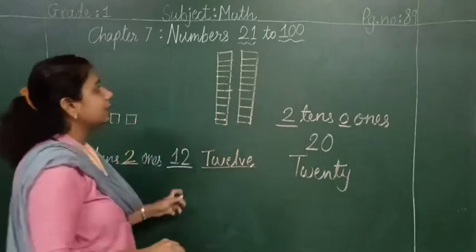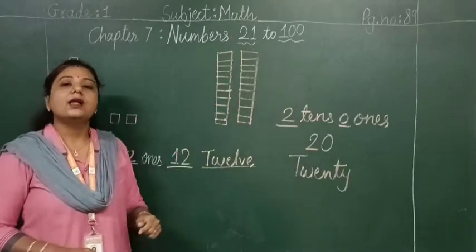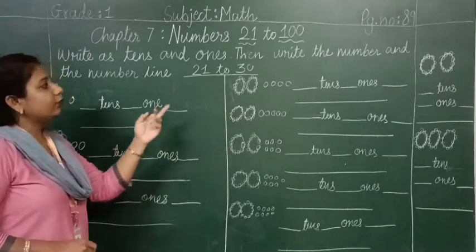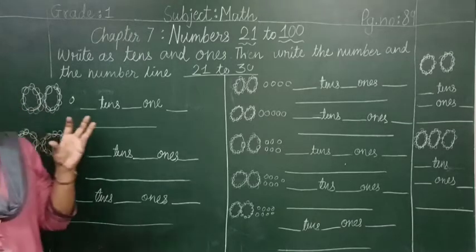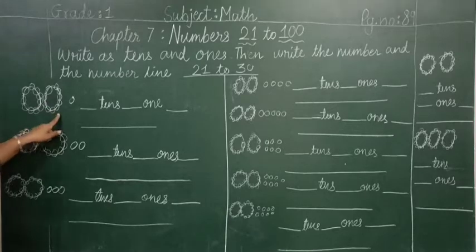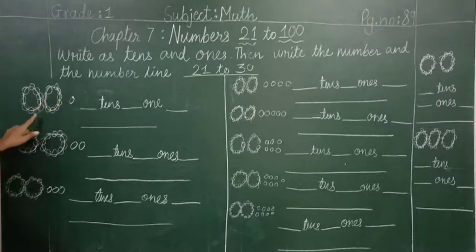Today in this video, we will learn 21 to 30. So, let's begin. In these beads, there is one single bead. What is this? A bunch. This one bunch makes 1 ten. After that, another one, so it makes 2 tens. And here, how many pearls are there? Only single.